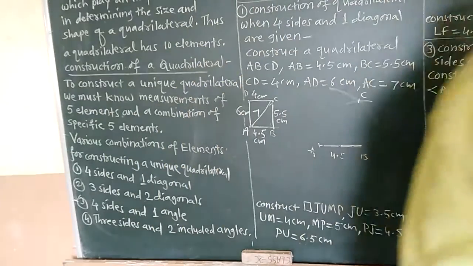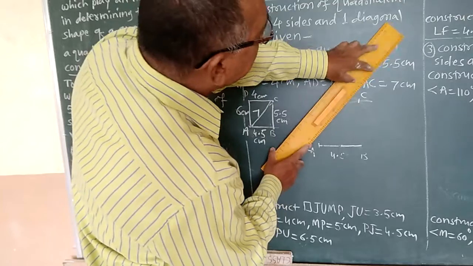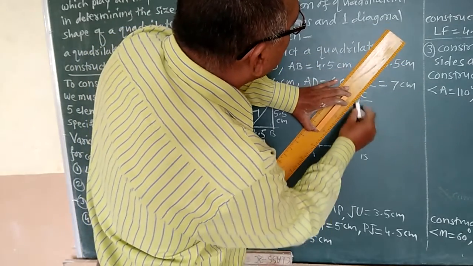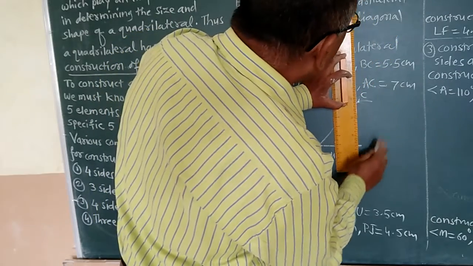Now this point of intersection is known as C. Now with the help of a ruler we can join AC. We have to draw AC. Then we have to draw BC.